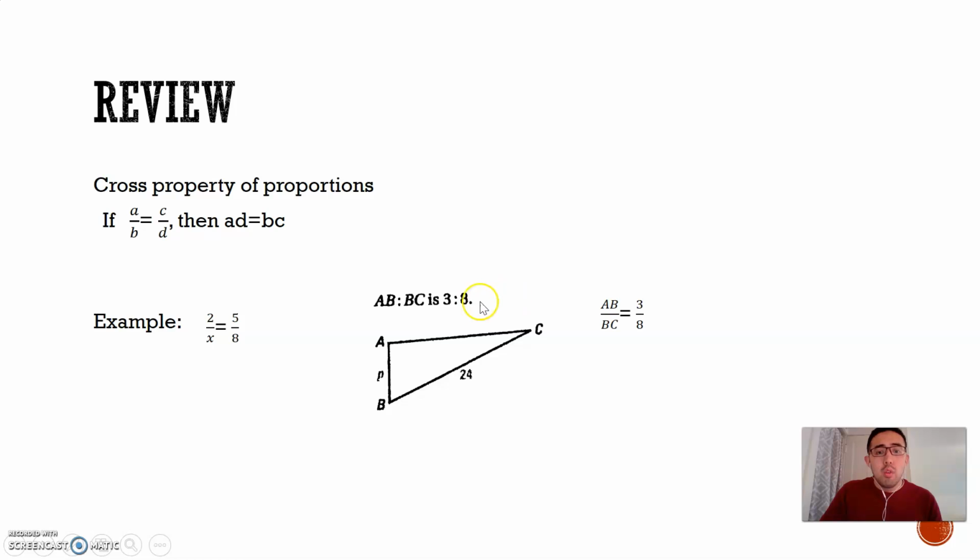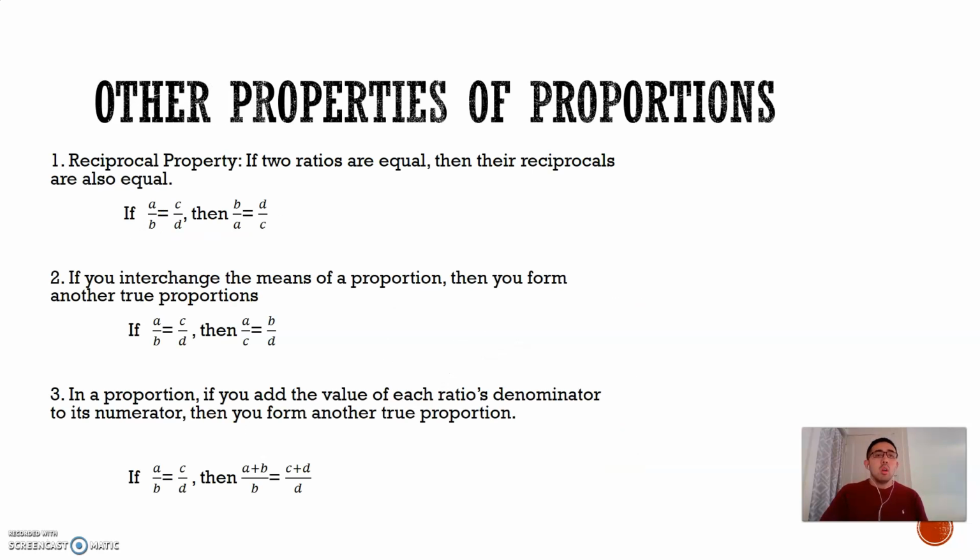And over here, if you have AB to BC is 3 to 8, you can actually cross multiply them and get equal proportions. So 16 over 5 is x. And over here, when you cross multiply, you get 8P is equal to 72. You divide by 8, you get P is equal to 9. So this should be a review. If you didn't get that, there is a slower explanation in the last video. Check that out. Okay, so today we are going to talk about 3 more properties.